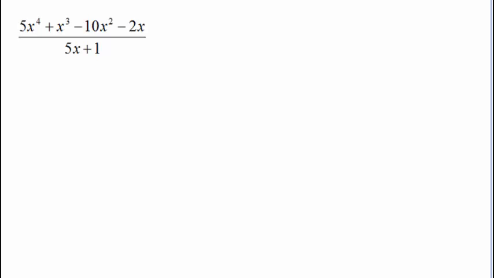Alright, in this problem we once again have more than one term on the denominator, so we can use long division, polynomial long division, to simplify. The denominator gets written on the outside of the division symbol, the numerator gets put inside.